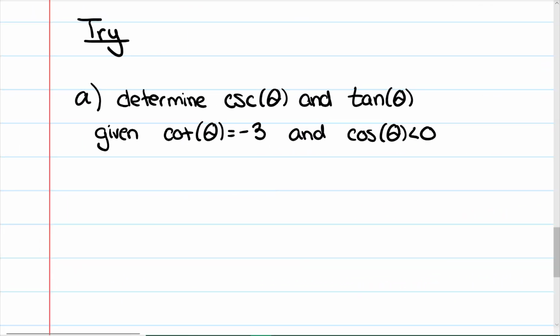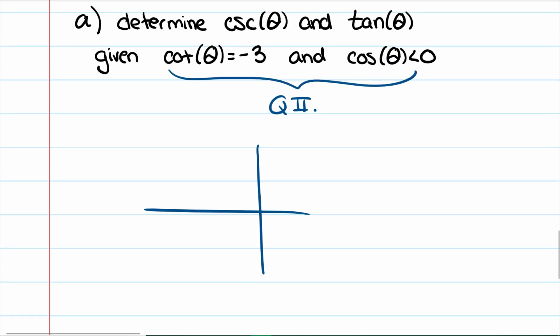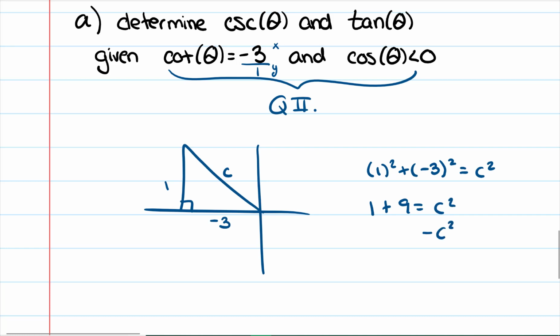Okay, so I'm just going to solve it the triangle way. So I have cotangent is negative 3, and cosine is less than 0. So now I know that tangent is negative and cosine is negative, so that's going to put me in quadrant 2. So I go ahead and draw my triangle. And I know cotangent, so this is over 1. And cotangent is going to be x over y. So I get negative 3 and a 1. I have to go ahead and find c. So c is the square root of 10.